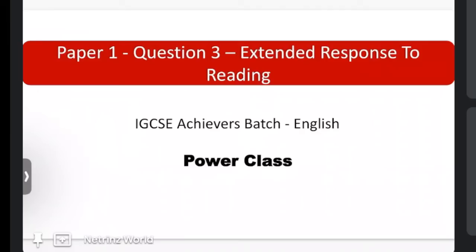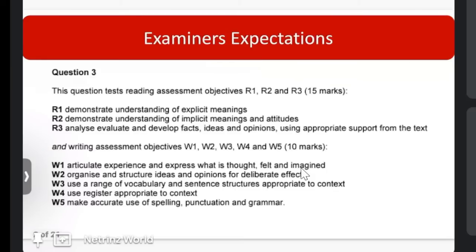Okay, so in today's class we are going to understand how to answer paper 1 question 3, extended response to reading. Before we start with this particular question, understanding what to answer, let's first understand the examiner's expectations. I have listed the examiner's expectations on my screen. First, there are 3 objectives that you cover in reading. The total marks for this particular question is 25.